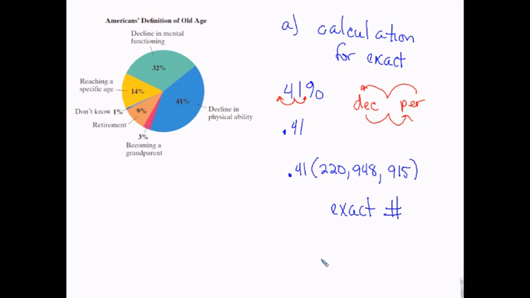Now we don't need an exact number. We're going to try to use rounding to find a reasonable estimate. So 0.41 would round to what? 0.4, right? And 220,948,915, if I wanted to say round to the nearest 10 million, that 0 would keep that 2 a 2.